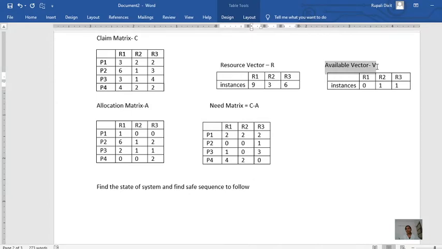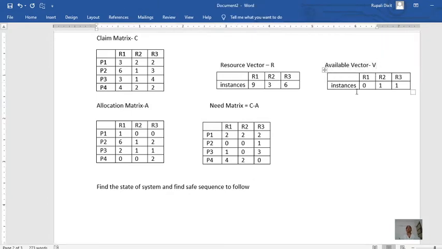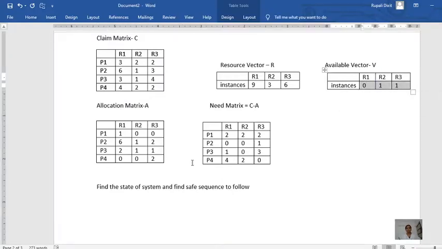Here is the available vector V. The available vector is nothing but this: once a process is initiated for its execution, some resources are allocated to the process to continue its execution. After allocation of some resources to the processes, how many resources are still free in the system? That quantity is given by this available vector V.